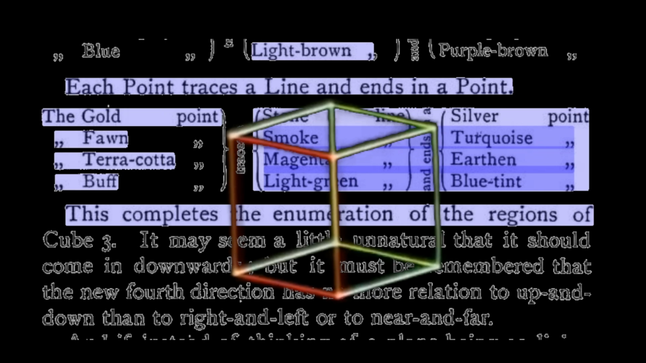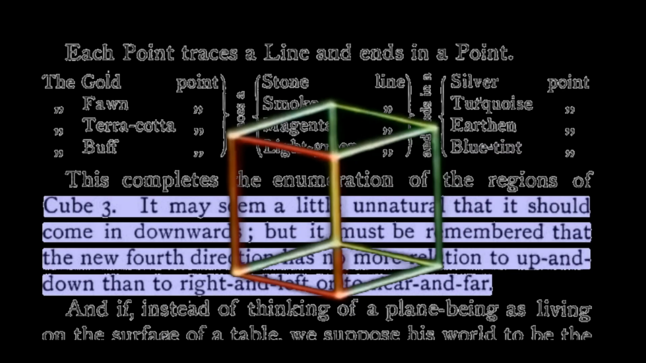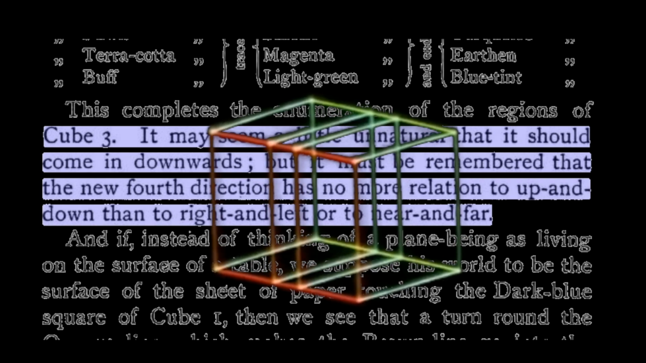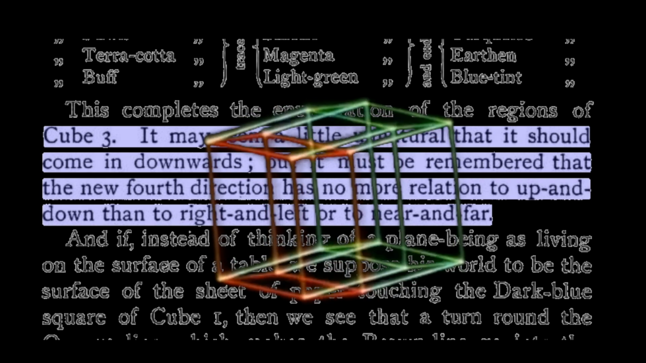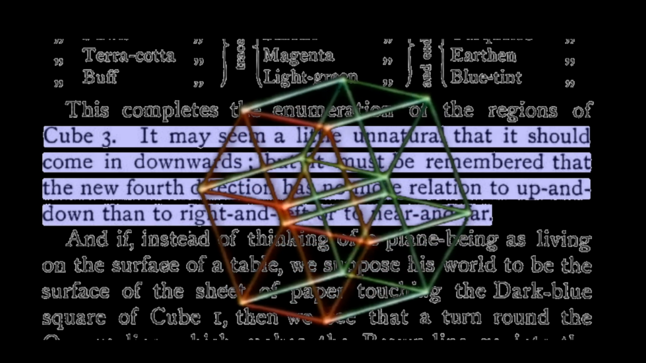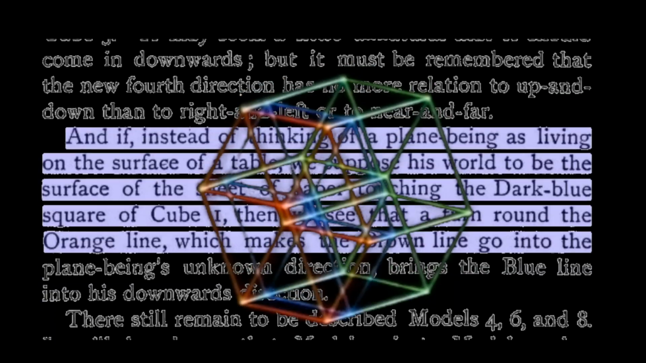This completes the enumeration of the regions of Cube 3. It may seem a little unnatural that it should come in downwards. But it must be remembered that the new 4th direction has no more relation to up and down than to right and left or to near and far.